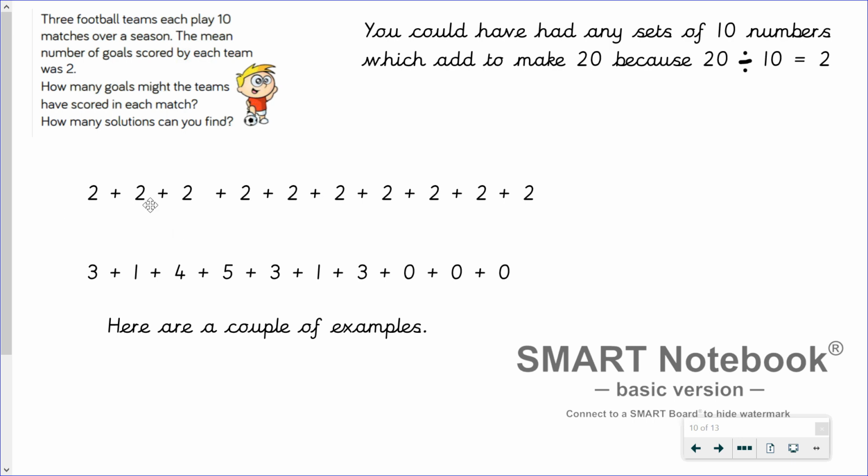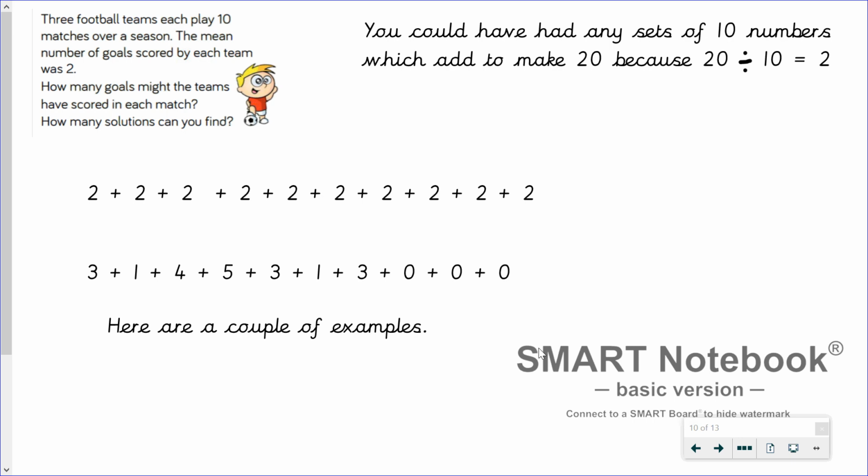So here I had 2 add 2 add 2 add 2 add 2 add 2 add 2 add 2 add 2, 10 times, and divided by 10, which is a mean of 2. Add 3 add 1 add 4 add 5 add 3 add 1 add 3 add zeros, which will give me 20, divided by the 10 bits of data, and that will give me 2, because you're allowed zeros, because teams score 0 goals sometimes in football.